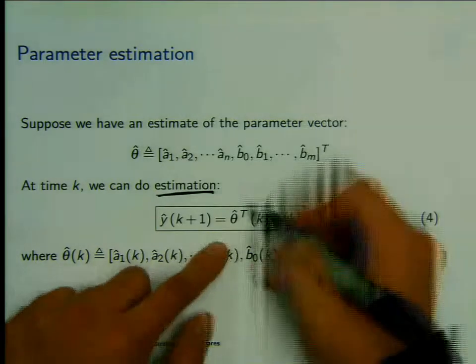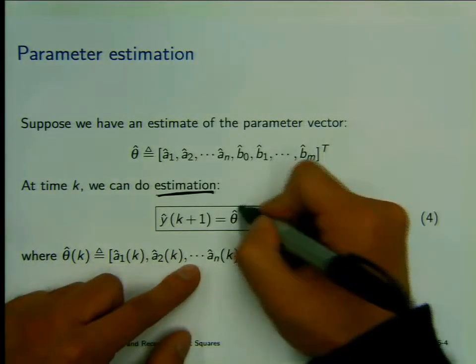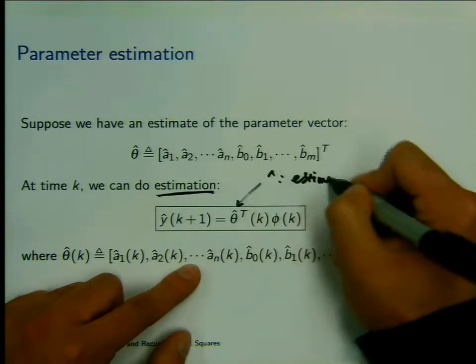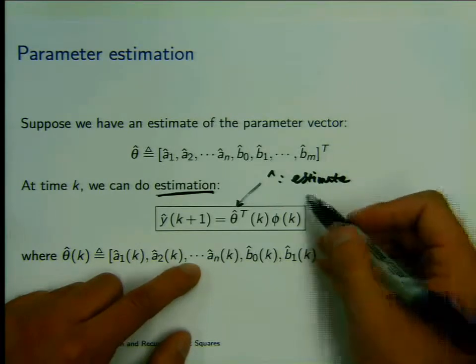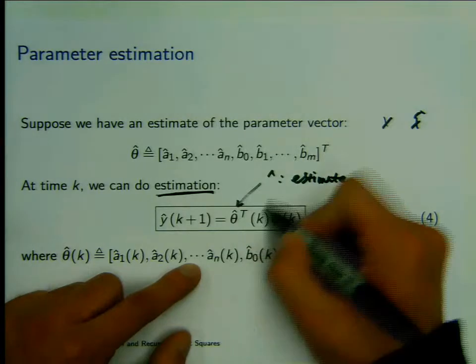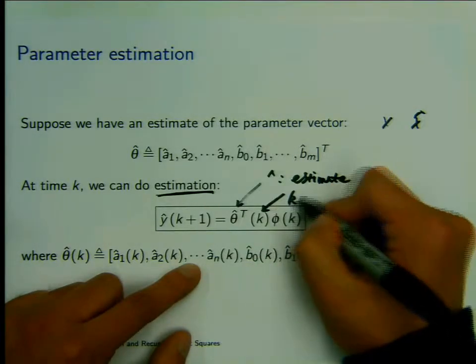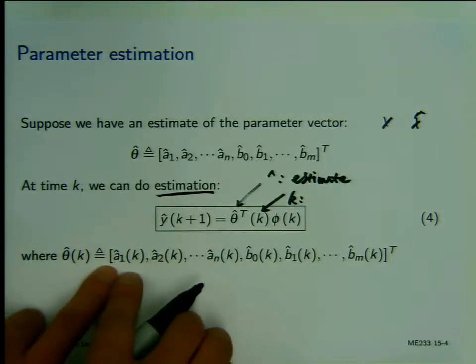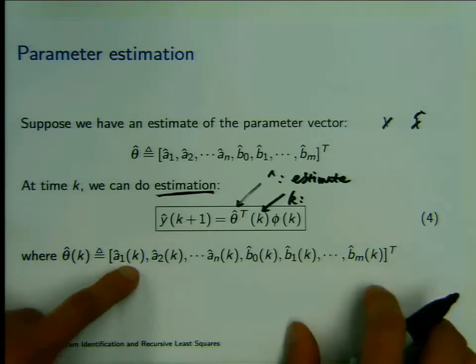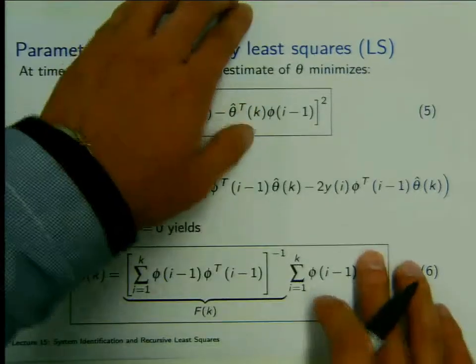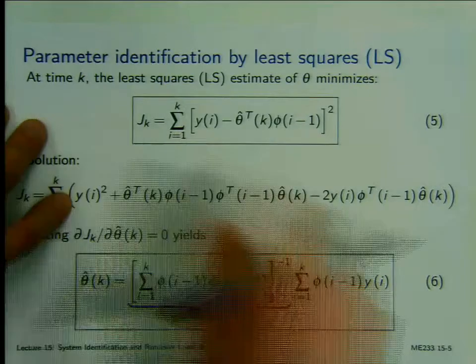Okay? So the notations are explained like this. Hat usually means estimate. It's similar to an observer case. When we say x and x hat, we want x hat to estimate x. And then this index k here means the estimate of theta at time k, as I wrote down. Okay? So this is the basic idea of estimation and correction in system identification.